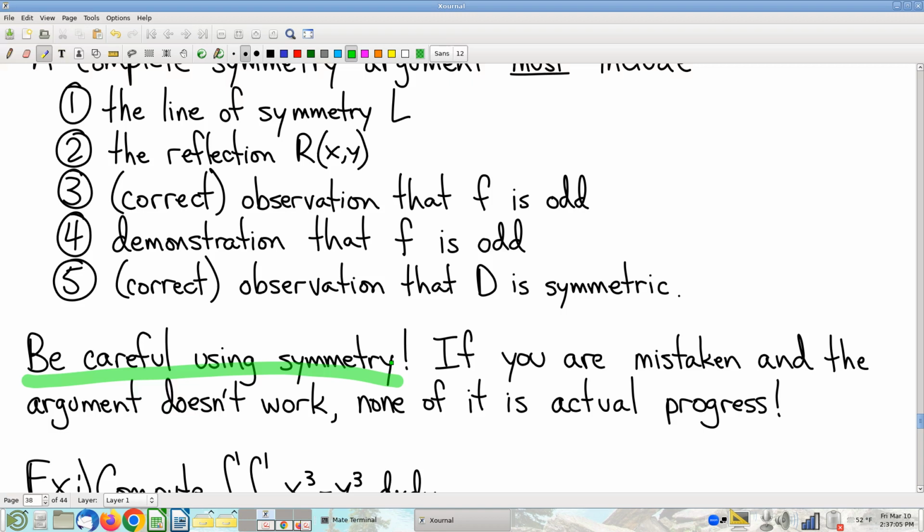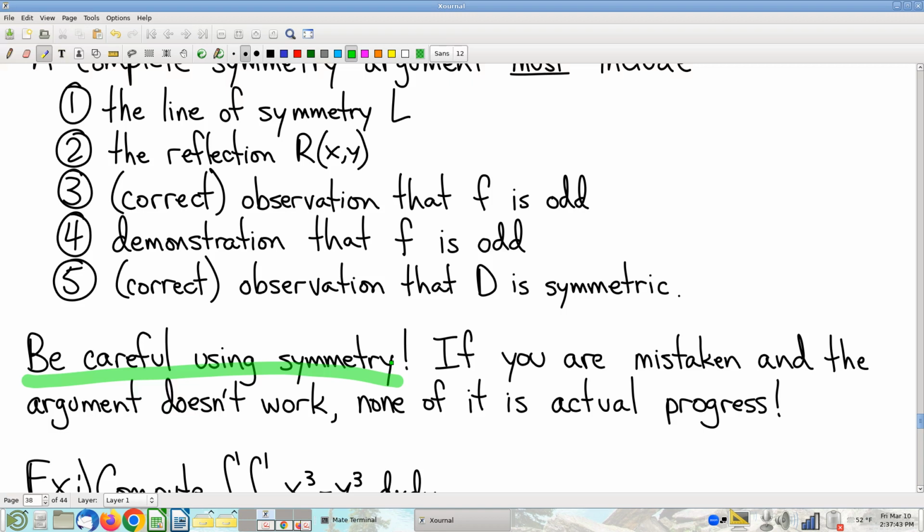Right? So here's what makes that particularly dangerous. If you claim a symmetry argument, but the argument doesn't work, right? The function isn't odd, then not only do you have a mistake, but everything that you've written down in the direction of making a symmetry argument is futile. There is no symmetry argument to be made. So nothing you've written down is progress toward an actual solution. It's all doomed to failure because there is no actual symmetry argument because the function is not odd, for example.